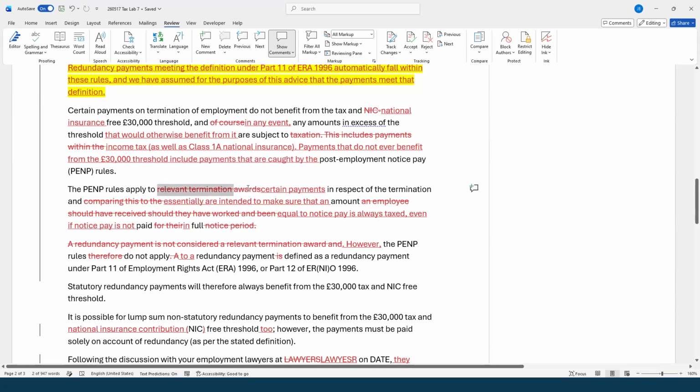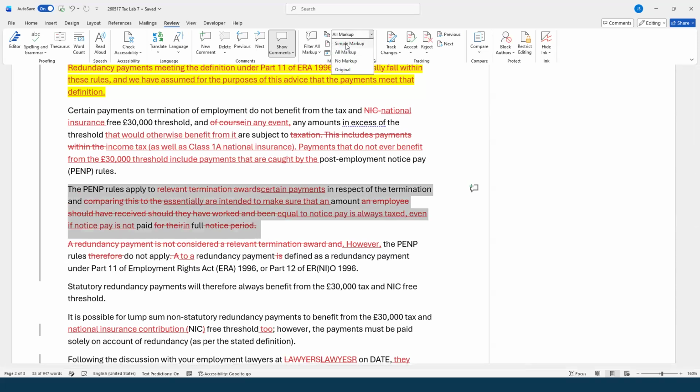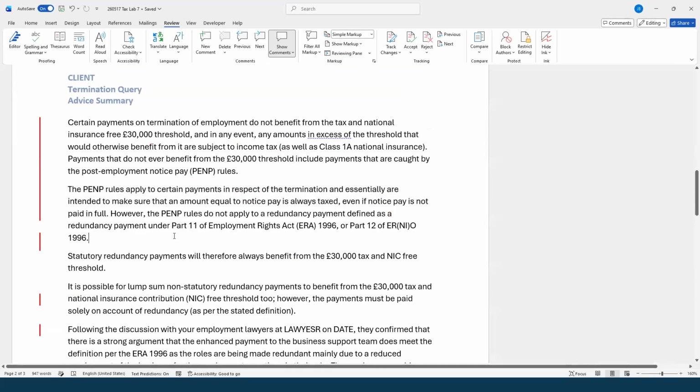So that terminology has been simplified in respect to the termination, and essentially the rules are intended to make sure that an amount equal to notice pay is always taxed, even if notice pay is not paid in their full notice period. So I think this is just simplification of what was said before in a way that it's hopefully going to make more sense to someone that works in HR, who this would go into. However, the PMP rules do not apply to a redundancy payment defined as a redundancy payment. Okay, so this is just making all these points clear.